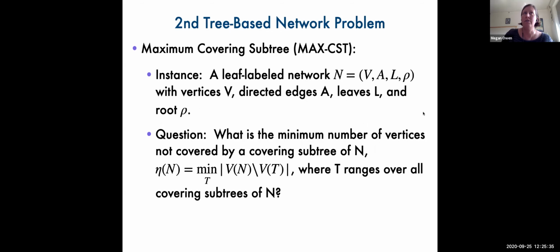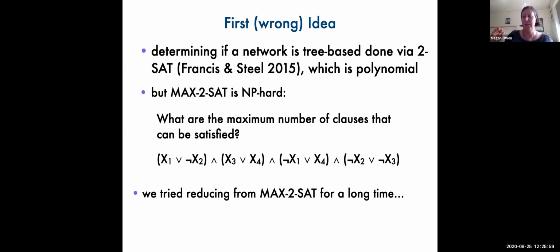So let me formally define it as a problem. You have your leaf-labeled network, and again, your network and the base tree are assumed to have the same leaves always. You want the minimum number of vertices not covered by some subtree, where you consider all possible subtrees over it.